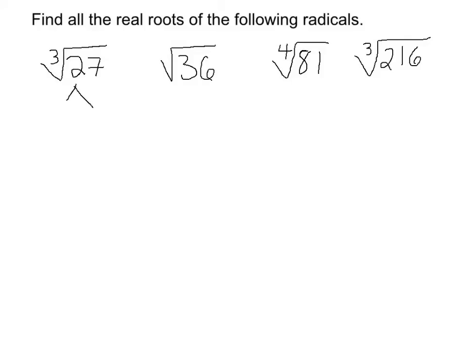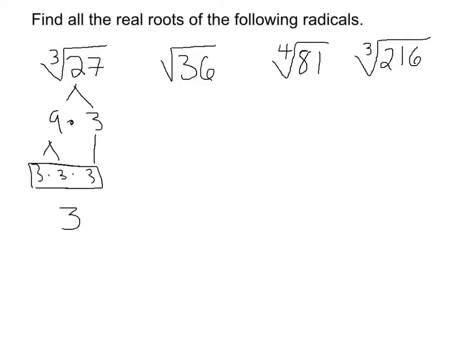One way I can find the answer is by factoring into primes. 9 times 3 is 27, and 9 can be 3 times 3. So notice we have 3 times 3 times 3. So 3 multiplied by itself 3 times will give us 27.